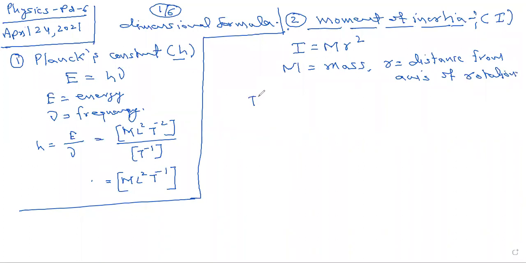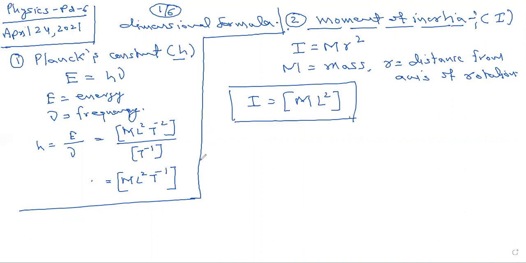So the dimension formula of I will be: m is the mass, radius is L, so ML². Got it? Clear? Number 3. Yes sir. Acceleration. Is this clear?